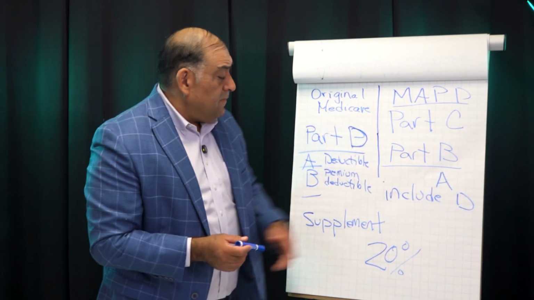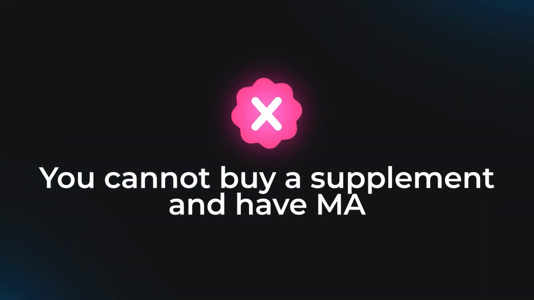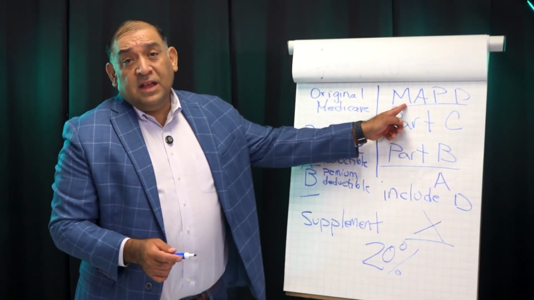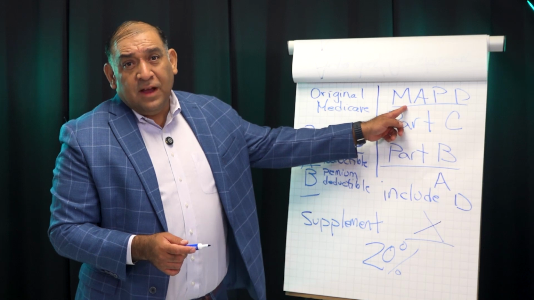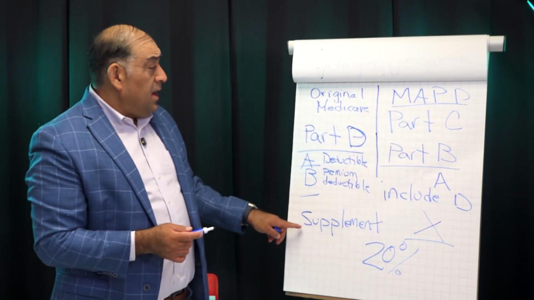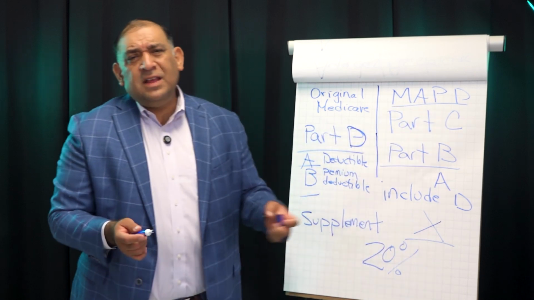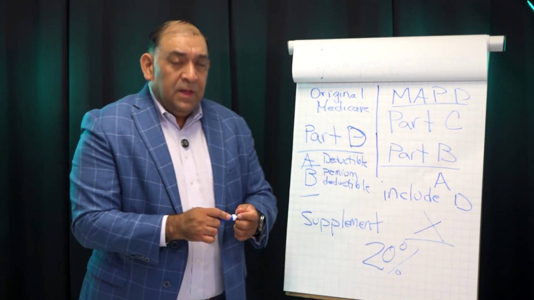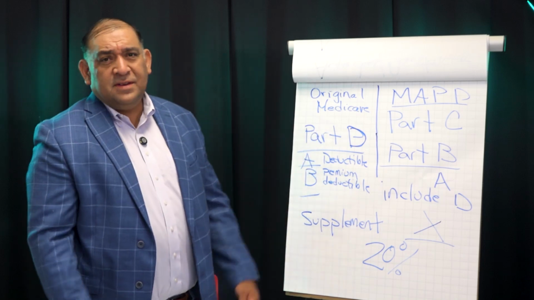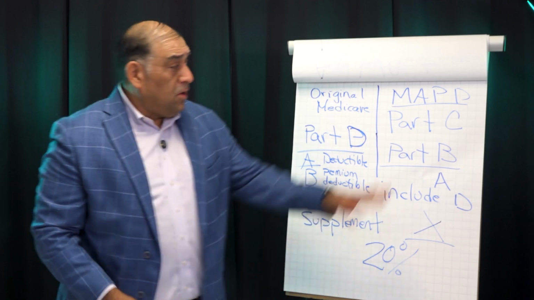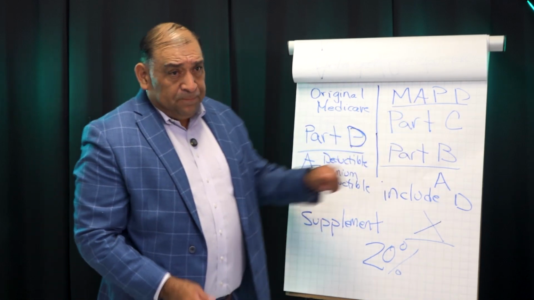So, Medicare Advantage, you cannot buy a supplement and have a Medicare Advantage. It is illegal. If you have a supplement and someone is trying to put you on a Medicare Advantage, it's illegal. Don't let them do that to you. So those are your two options. It's that simple. You stay with the original Medicare, or you go to Part C of Medicare.